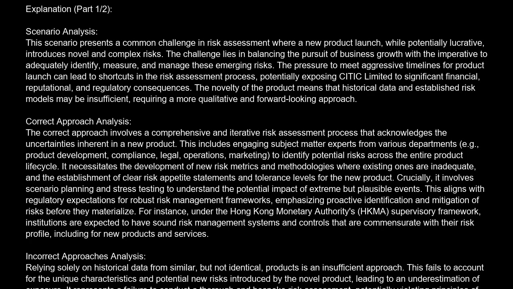The correct answer is B. Conduct a comprehensive risk assessment involving cross-functional teams, developing new risk metrics where existing ones are inadequate, and establishing clear risk tolerance levels before launch.